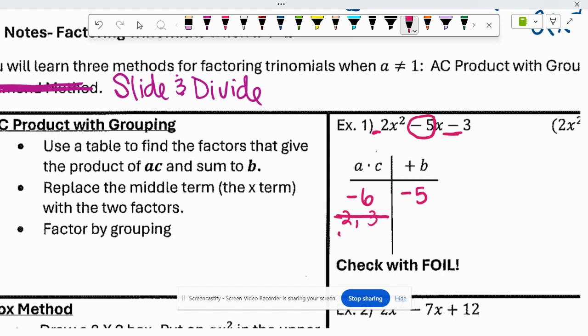Okay, so let's look at that. +2, -3. What is +2 minus 3? What does that give you? Okay, that's all right. I'm glad you're thinking it out. What do you have, Aiden? -6 and +1. Let's check that. -6 plus 1 is -5, and -6 times 1 is -6.